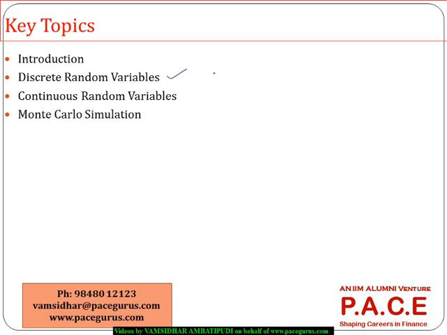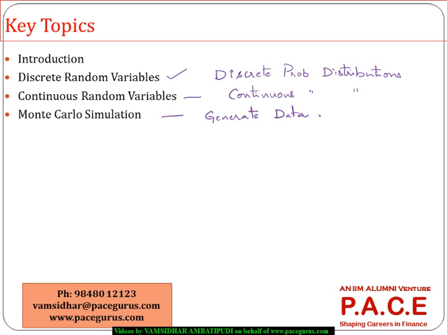I would be covering a few discrete random variables, in fact a couple of important discrete probability distributions. Then I'll spend some time understanding continuous random variables and continuous probability distributions. A few of them are continuous probability distributions, a few of them are discrete. Towards the end, I would focus on how we can generate these kinds of distributions, how we can generate data in case I don't have the data. How can I generate data following, let's say, a binomial distribution? How can I generate data following a normal distribution using a mechanism called Monte Carlo simulation? These are the different topics that we will cover in this session.